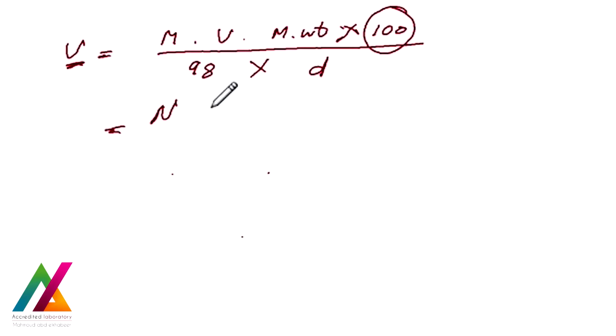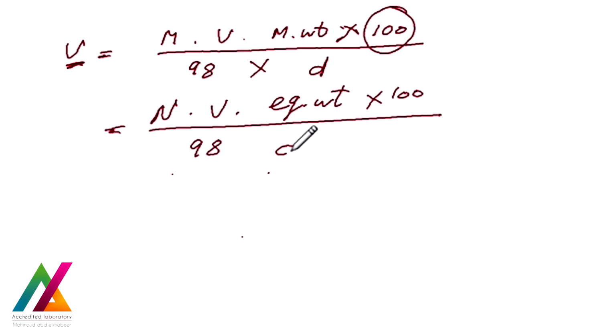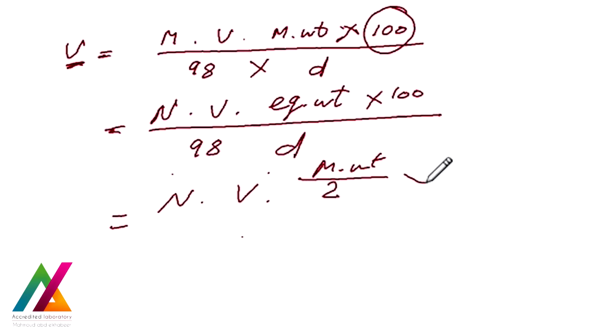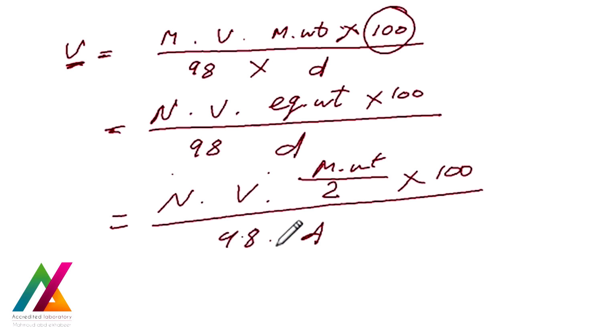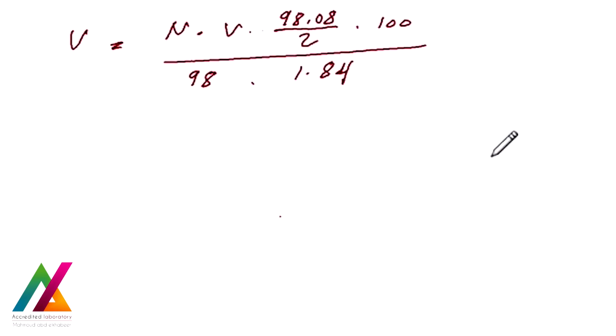So V is equal to M V molecular weight multiplied by 100 divided by 98 multiplied by density, or we can say to prepare a normality, N V equivalent weight multiplied by 100 divided by 98 d, and it will be equal to N V molecular weight divided by 2 for H2SO4, the number of hydrogen atoms, multiplied by 100 divided by 98 d. And we can substitute in this equation N V, equivalent weight, molecular weight divided by 2, multiplied by 100 divided by 98, which is the purity, multiplied by density 1.84.